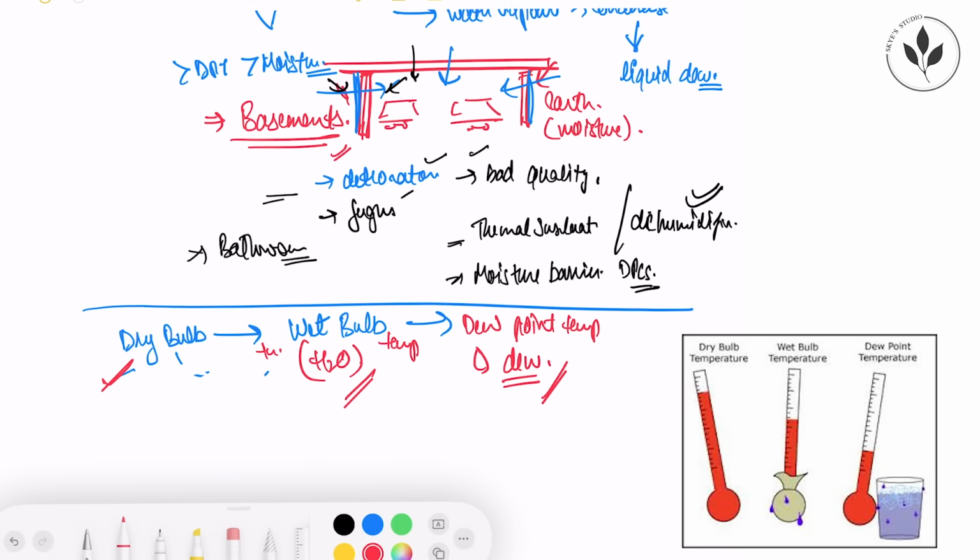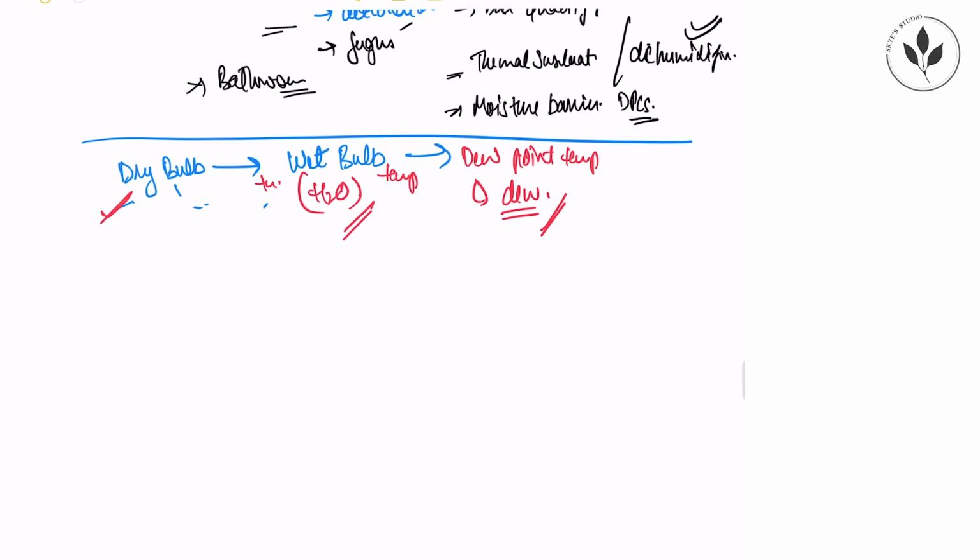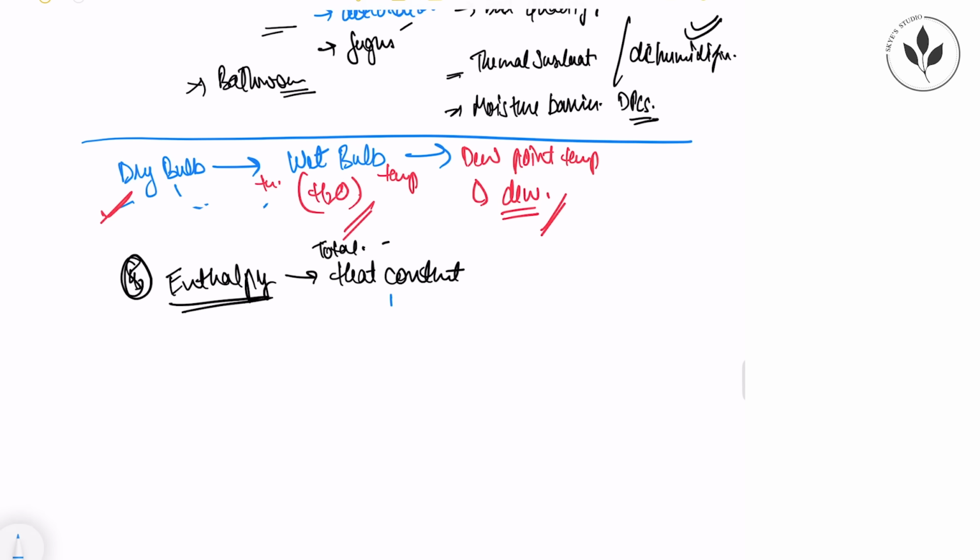Now the last point is enthalpy. Now what is enthalpy? We have talked in all the factors about the water content in your air, but we never talked about the heat content of the air. So enthalpy is basically the total heat content of the air, and the heat content of the air is measured by the sum of these two heat contents. First is called sensible heat and second one is called latent heat.